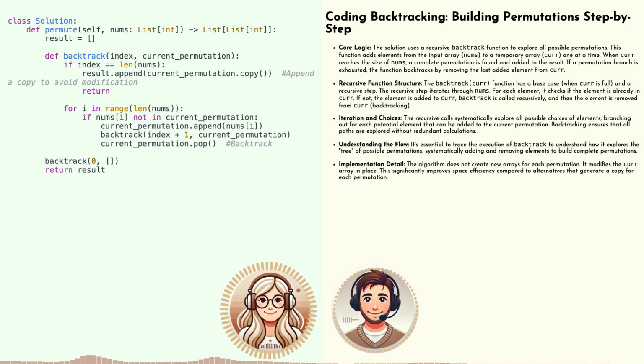This is where that backtracking logic really comes in. We iterate through each element in our original set. And for each element, we check two things. Is it already used in the current permutation? And does it meet any other constraints of the problem? Constraints. What do you mean by that? Imagine we're generating permutations of numbers, but we only want permutations that are in ascending order.